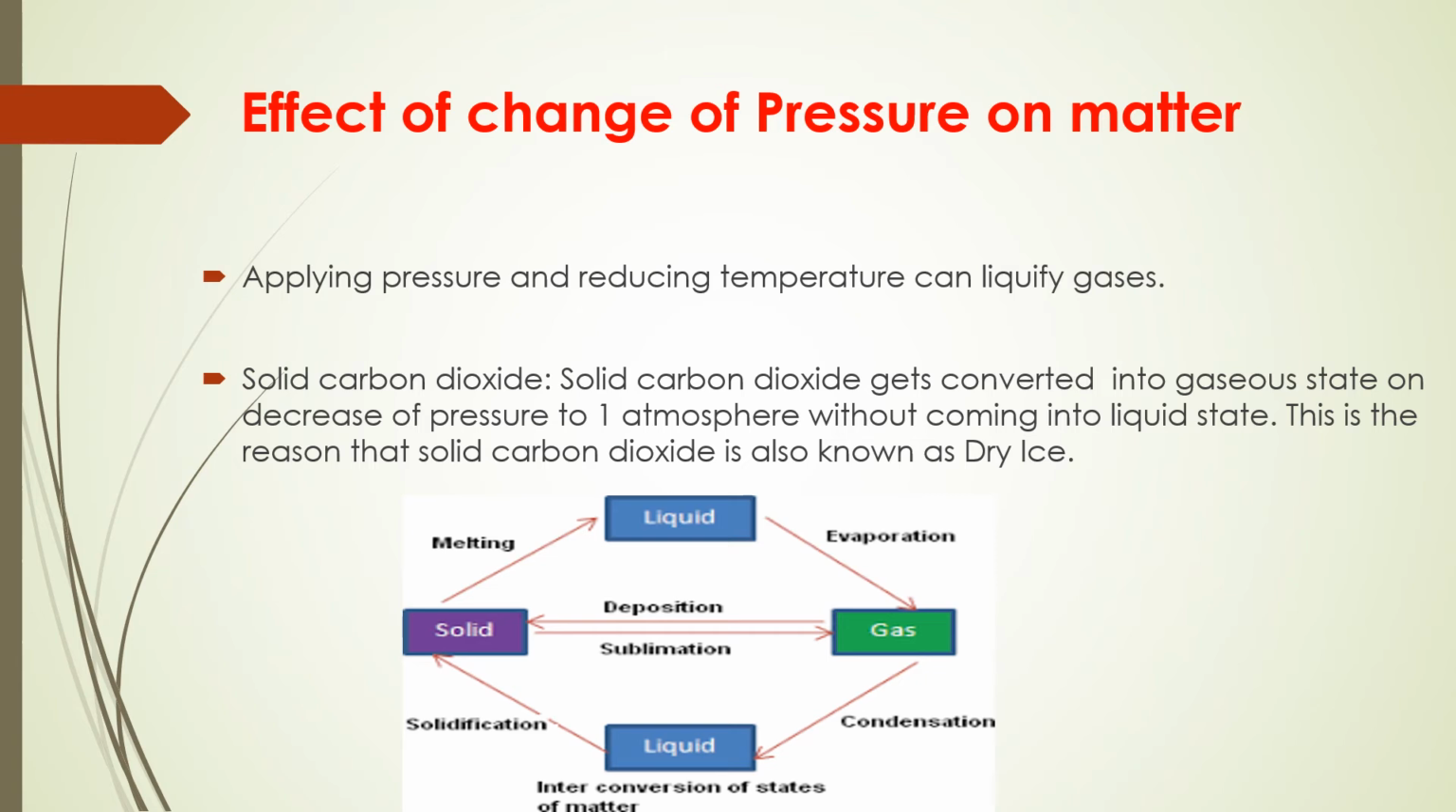When liquid changes into gas, the phenomenon by which this change occurs is called evaporation. The change of gas into the liquid state is called the condensation process. The change of liquid to solid state is called solidification. The change of solid to liquid is called melting. When solid directly changes into gaseous state, it is called sublimation, and change of gas into solid is called deposition.